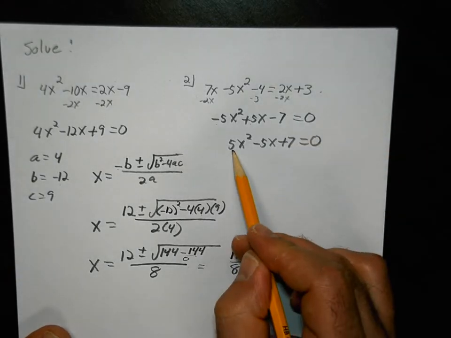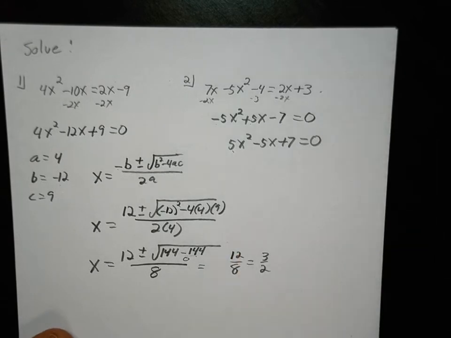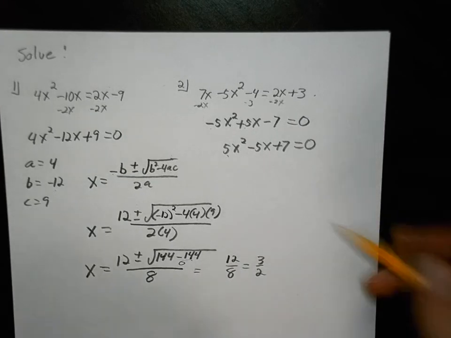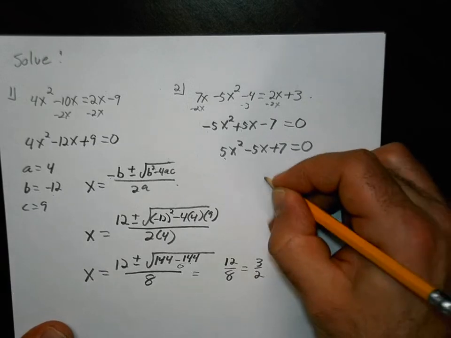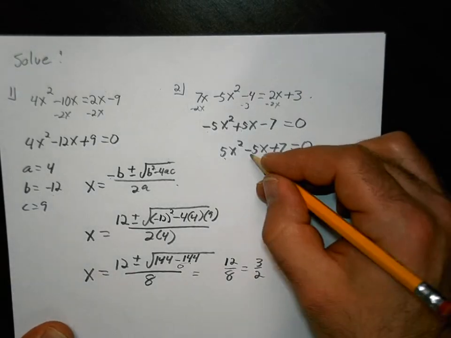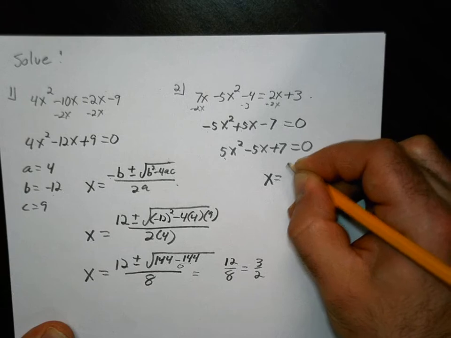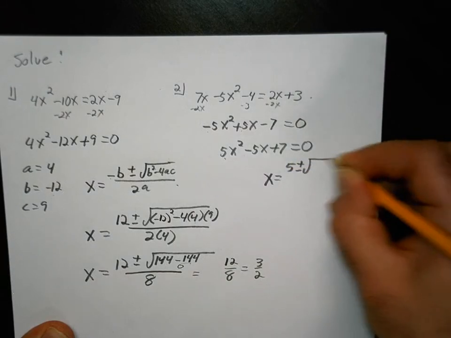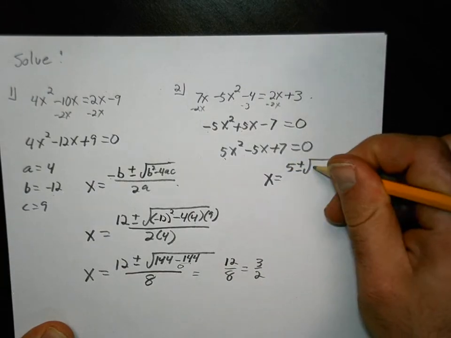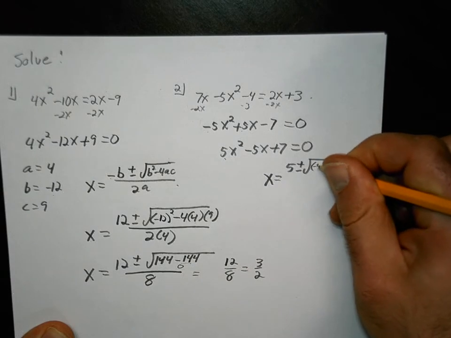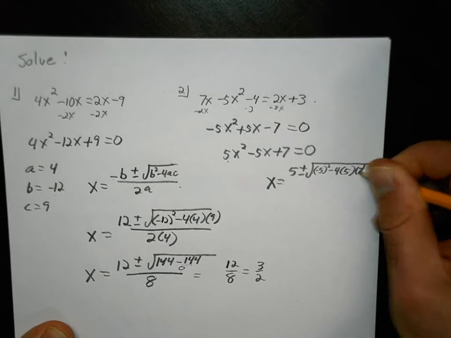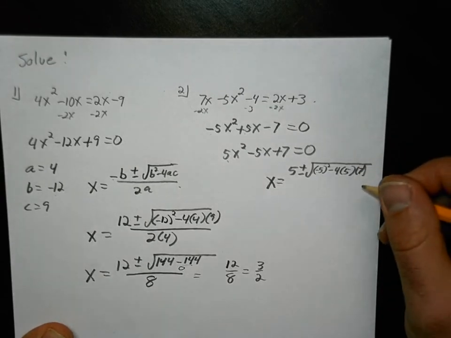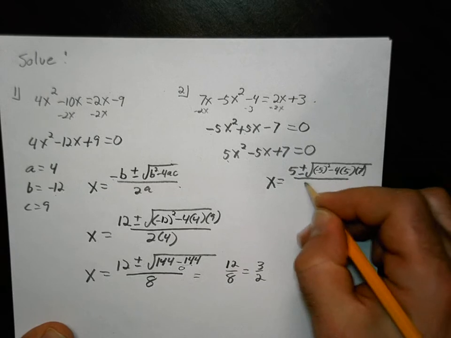I just like to have my a value be a positive number. It just is easier for me for some reason. So let's just plug this into this quadratic equation here. So negative b, or negative negative 5, is 5, plus or minus the square root of negative 5 squared minus 4 times 5 times 7 over 2 times 5.